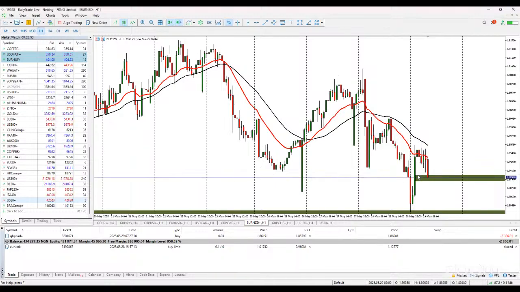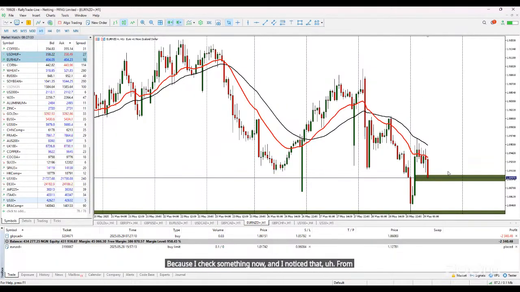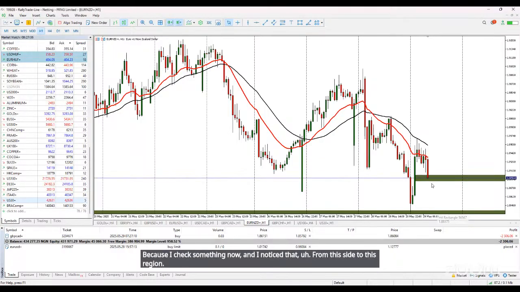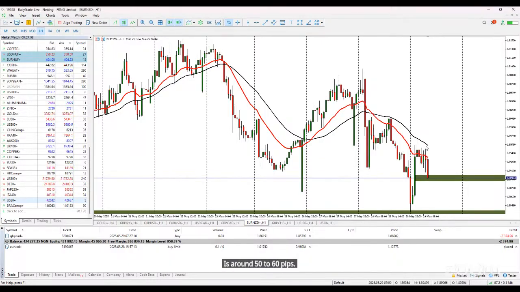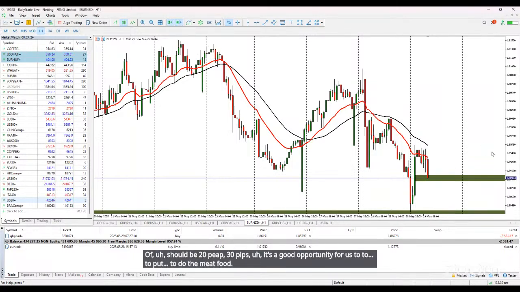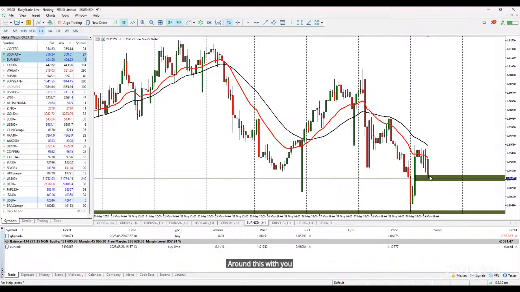this region, because I checked something now and I noticed that from this side to this region is around 50 to 60 pips. So for some of us that want to take advantage of short pips, 20 pips, 30 pips, it's a great opportunity for us to do the needful around this region, because this market is coming down to this side around this region.